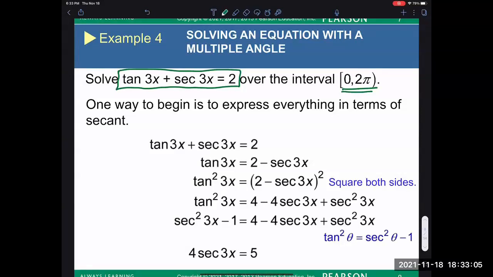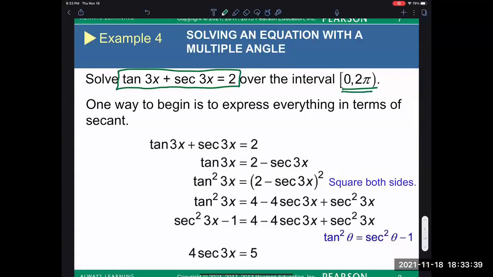All right, so it says one way to begin is to express everything in terms of secant. So why would you know to do that? What's their motivation? We have 2 things going on here. We have a multiple angle, but at least all the trig functions in here have the same multiple angle. Both trig functions have 3x in the angle. So that doesn't seem as bad. But then we have 2 different kinds of trig functions. And that's the big thing.